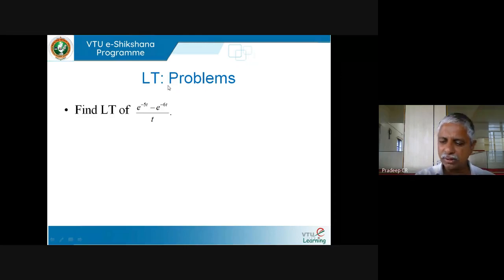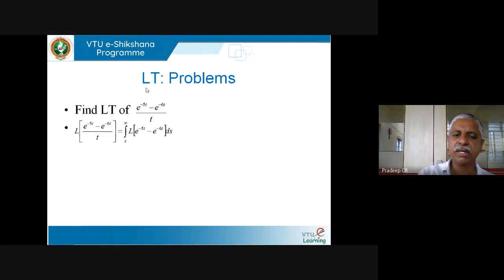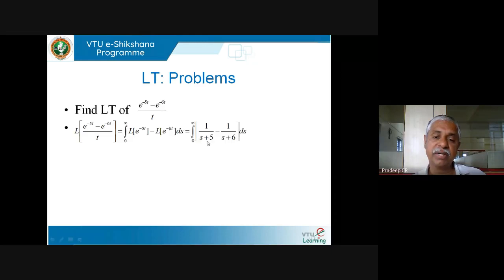So one can do it, but I'll try to do it in a slightly different way, where I put both of them together. Laplace of (e power minus 5t minus e power minus 6t) by t is, by that formula, the integral of Laplace of (e power minus 5t minus e power minus 6t) from s to infinity. Laplace of f(t) by t is the integral of Laplace of f with respect to s, with limits varying from s to infinity. So I'm using that. I know Laplace of e power minus 5t minus Laplace of e power minus 6t is nothing but 1 by s plus 5 minus 1 by s plus 6. This I know how to integrate.